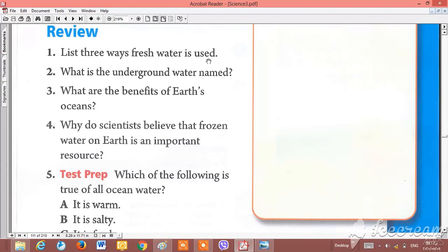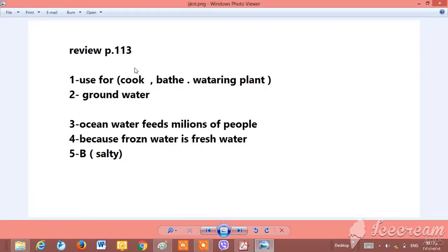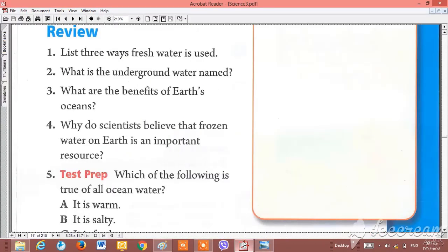You can say, we said that fresh water has a lot of uses. First one we studied, we said that fresh water is used for cooking, for bathing, for brushing your teeth, or for watering your plants. So you can say fresh water is used for cooking, for bathing, for watering plants. Question 2, what is the underground water name?